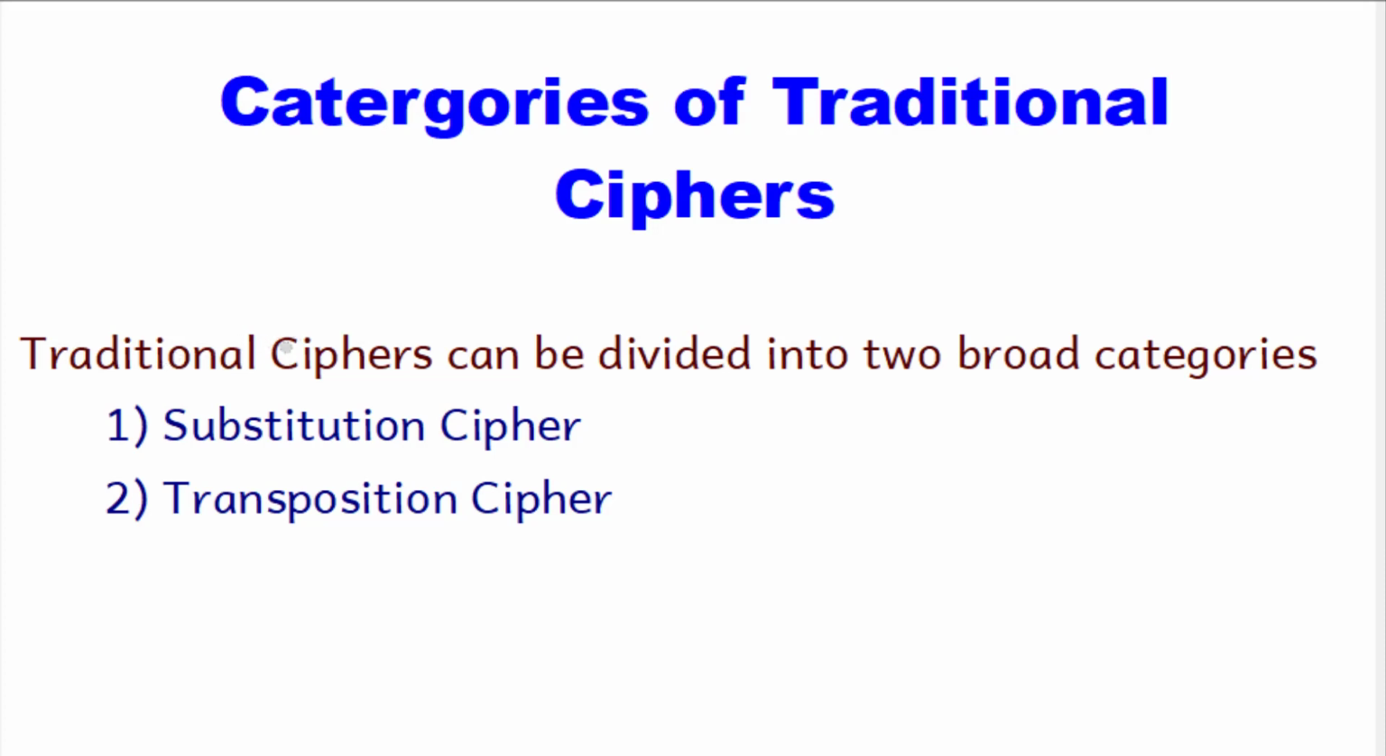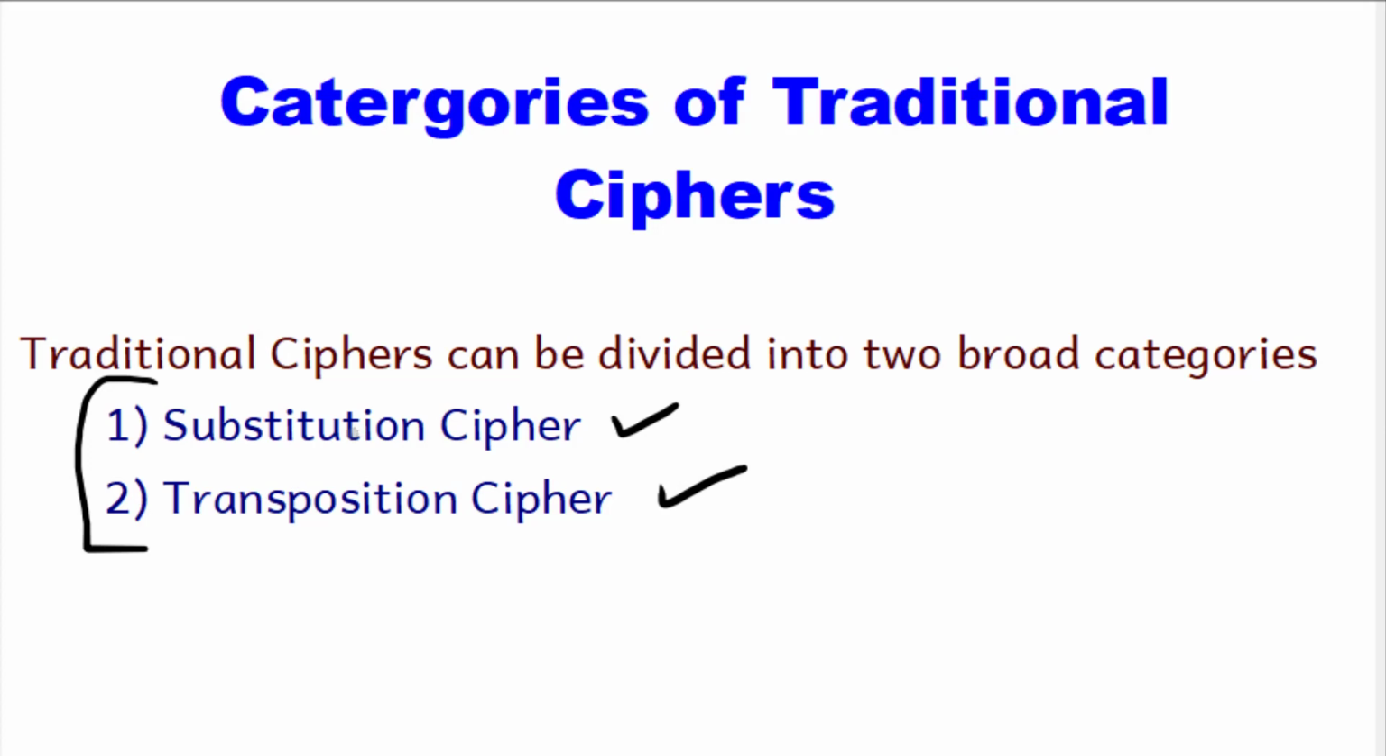So we divide these ciphers into 2 broad categories. The first is the substitution cipher, the other is the transposition cipher. If you recall, in the last lecture we studied that there are 2 types of encryption technique: one is symmetric, the other is asymmetric. Whatever we are studying now is a purely symmetric technique, in which we use the same key for encryption and the same key for decryption. We'll study these 2 in detail. First, the traditional ciphers.